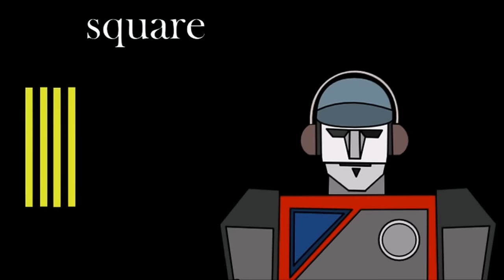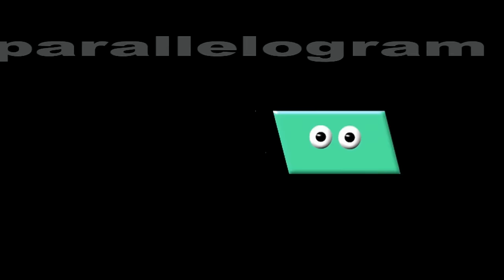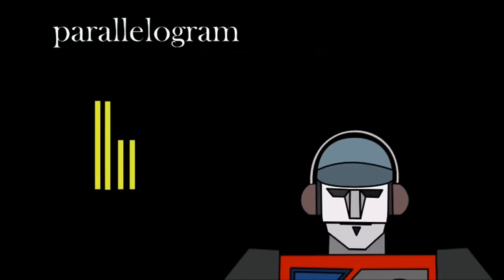I see a trapezoid. It also has four sides. A trapezoid has two parallel sides and two non-parallel sides. I see a parallelogram. Yes, it has four sides. A parallelogram has two pairs of parallel sides.